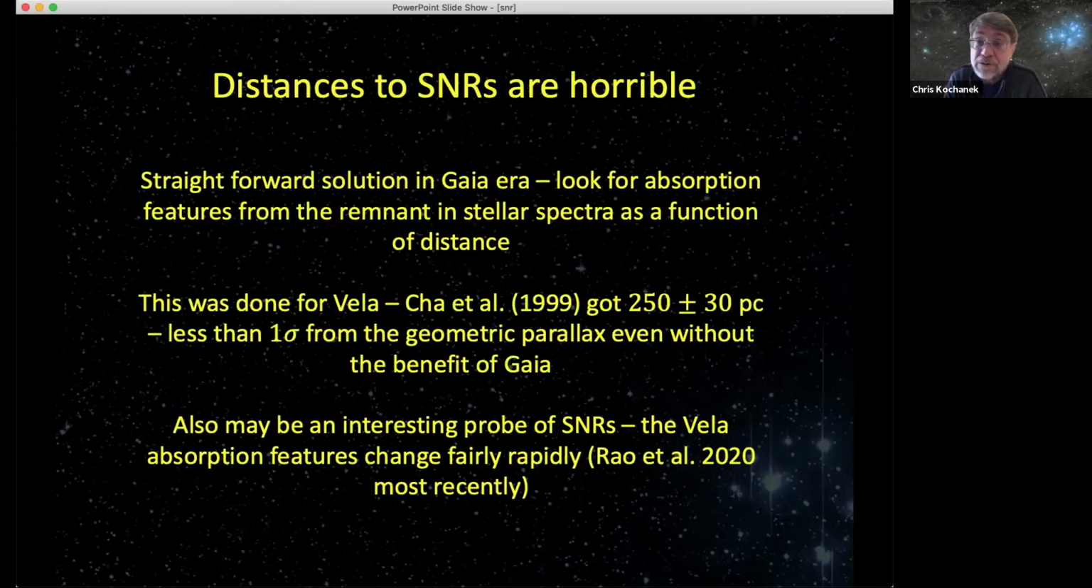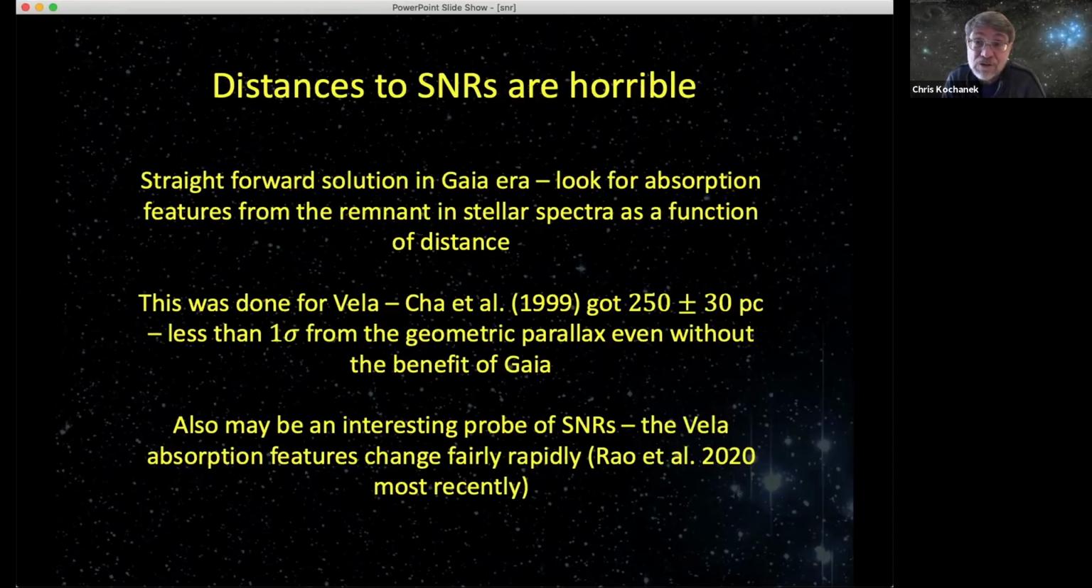There is a straightforward solution, even if you can't get a direct parallax to the compact object, namely that the supernova remnant produces absorption features in background stars. And this was done for Vela actually a long time ago. And even using Hipparcos parallaxes, Cha et al. got a distance to Vela within 1 sigma of the geometric parallax, basically just based on when the stars started showing high velocity absorption features.